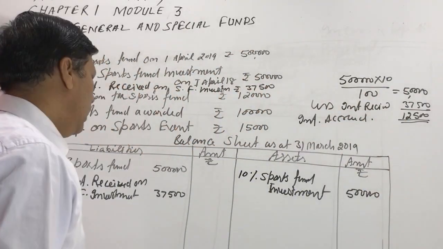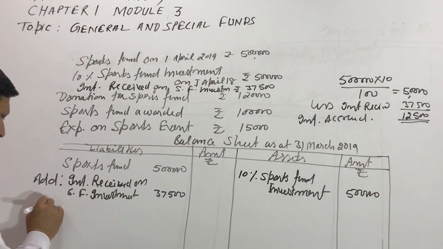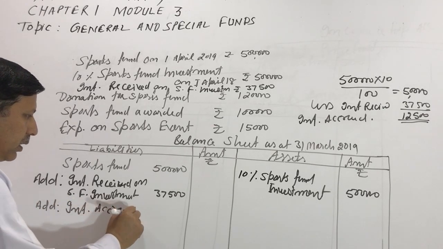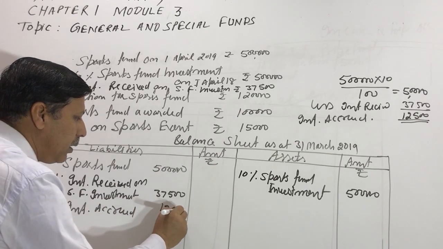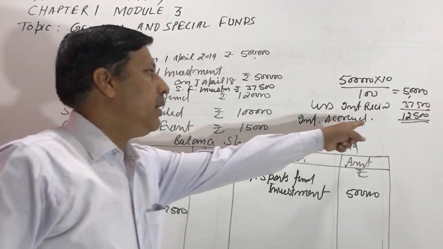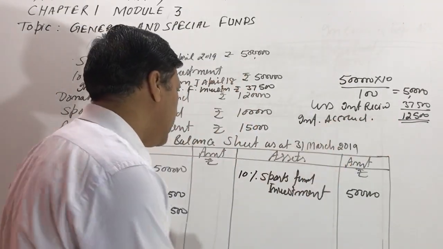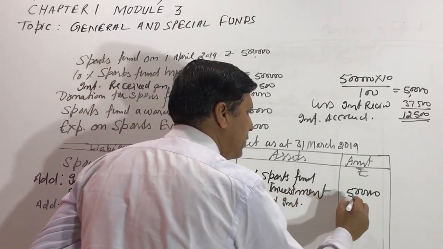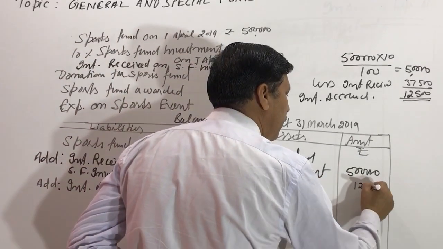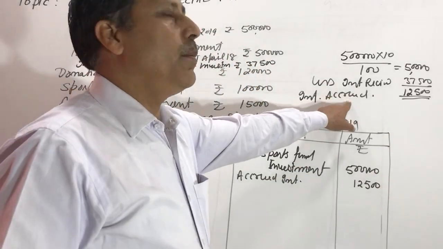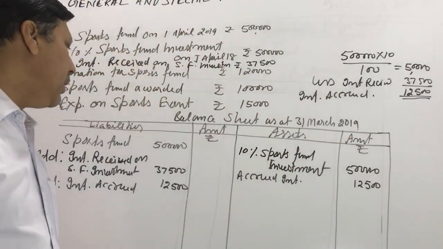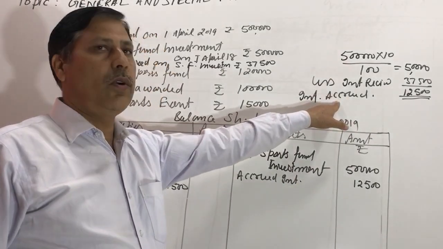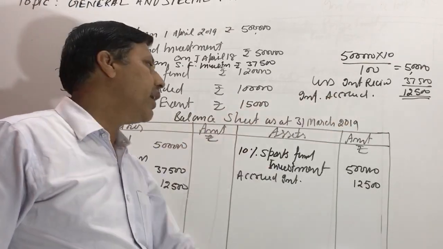Interest accrued. Here add interest accrued, that is 12,500, and it is an adjustment, and it will be shown on the asset side also. Here accrued interest, that is 12,500. The accrued interest will be recorded as a double entry, here in the liability side and here in the asset side, because the interest is earned but not received, that is interest accrued.